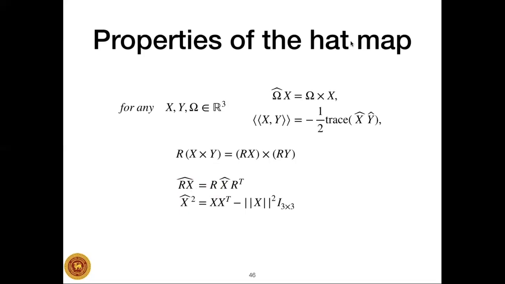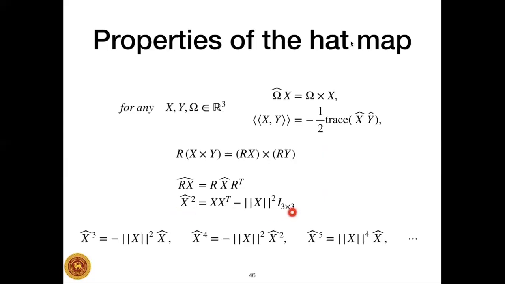You can also show that x hat squared is equal to this. So these three expressions will play a crucial role in the computations that we will be doing subsequently, and also in understanding what this omega matrix is, or in convincing ourselves that omega is actually the angular velocity of a frame rotating with respect to another frame.